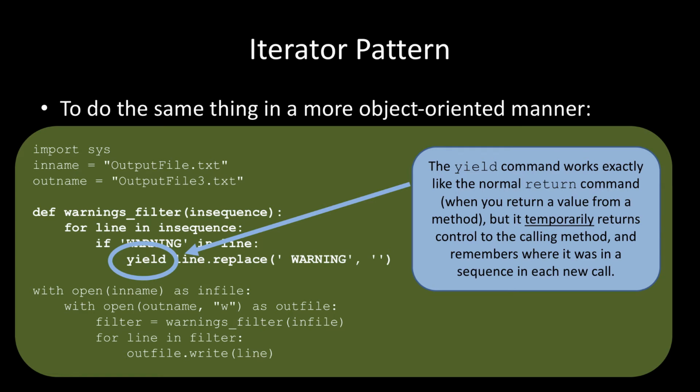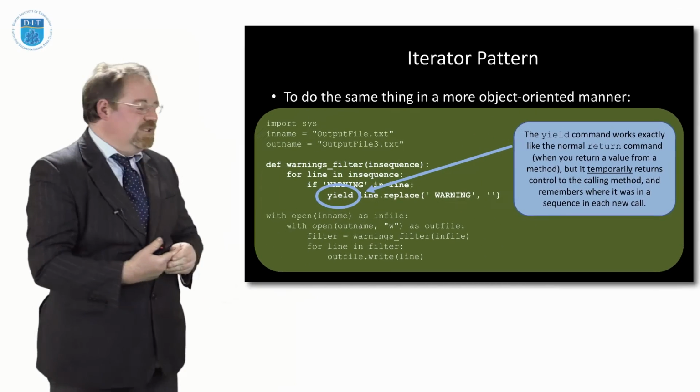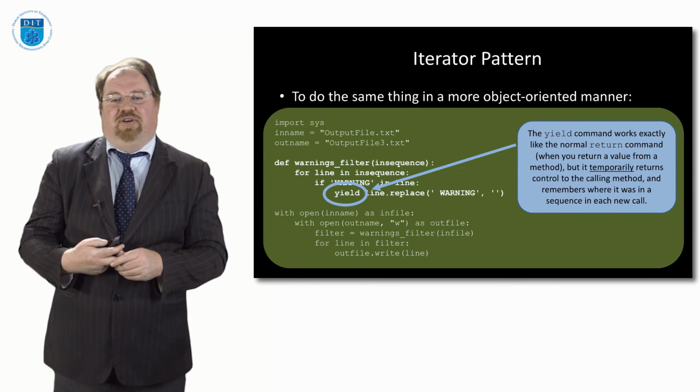The return is in the middle of a for loop. What we want to do is return back each line with the word warning stripped out of it, but then continue on in the loop. Whereas if I use the word return there, the first time I invoke that command, it would exit the warnings filter method. In this case, the word yield says push the value back to the calling program, but then jump right back into my program again. And yield is very, very important and used very frequently with generators.